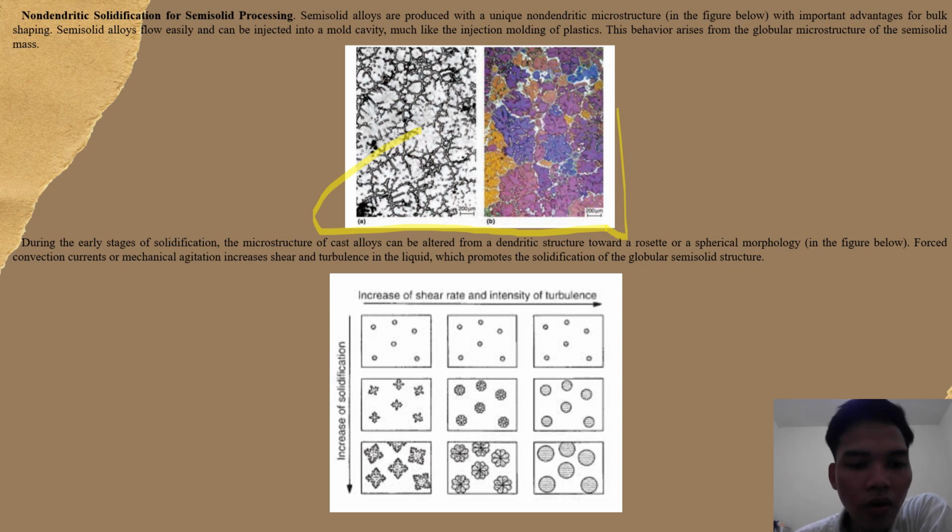During the early stage of solidification, the microstructure of cast alloys can be altered from a dendritic structure toward a set of spherical morphology, in the figure below. First, consistent currents of mechanical action break up sharp dendrite arms in the melt, which promotes the solidification of the globular structure.